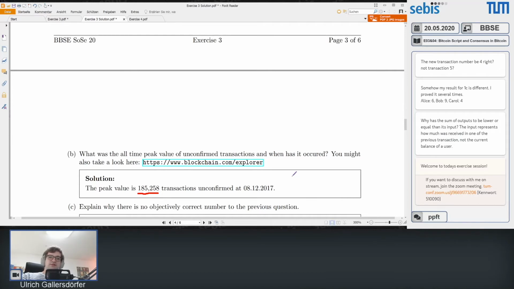Also the C question here is very interesting. I explain why there is no objectively correct number for the previous question. So what we asked before: what is the all-time peak value of unconfirmed transactions and when did it occur? Unconfirmed transactions is a very subjective perspective, because you are the node and only the transactions that are relayed to you can actually wind up in your memory pool, in this list of unconfirmed transactions. If you have a very well-connected node, then you get lots and lots of transactions. And if you're a poorly connected node, then you might have trouble getting many transactions. And this results in other nodes, alive at the same time in the same network, having a completely different view of the unconfirmed transactions.